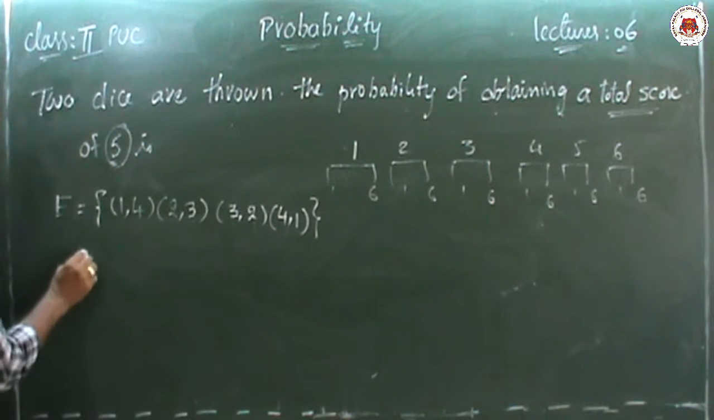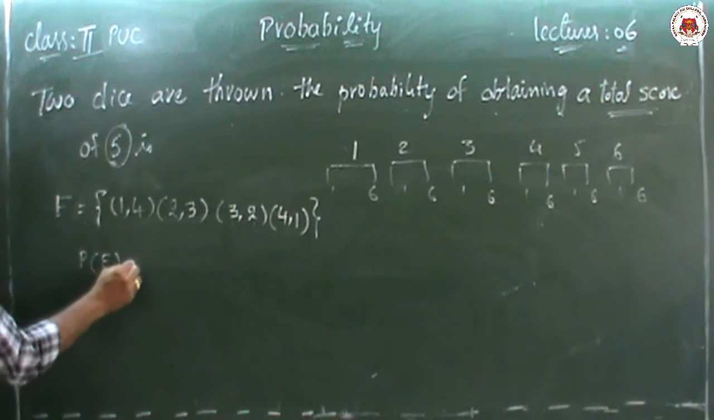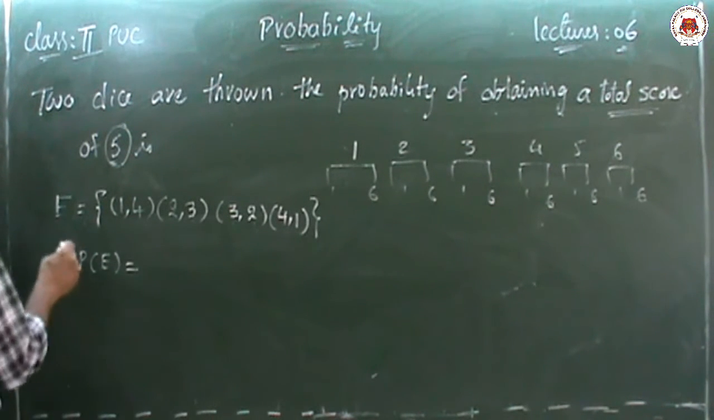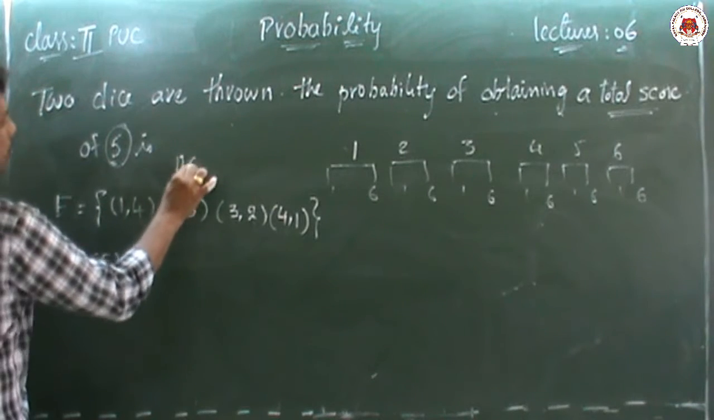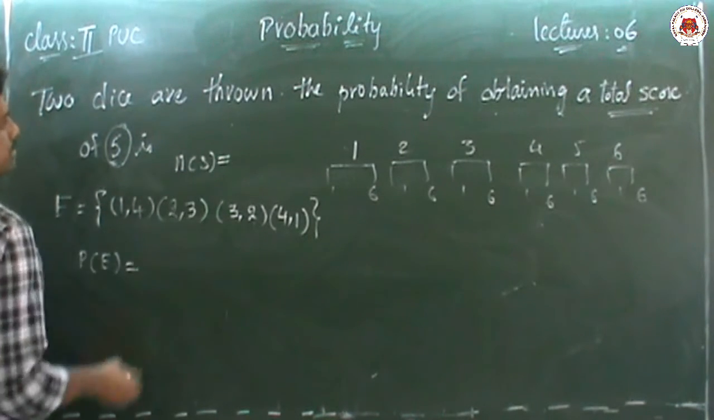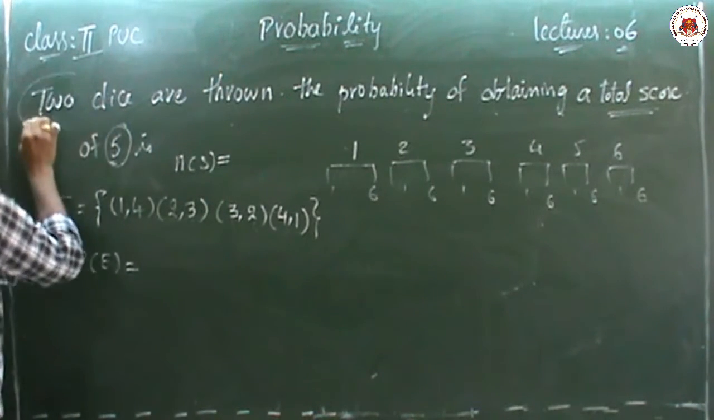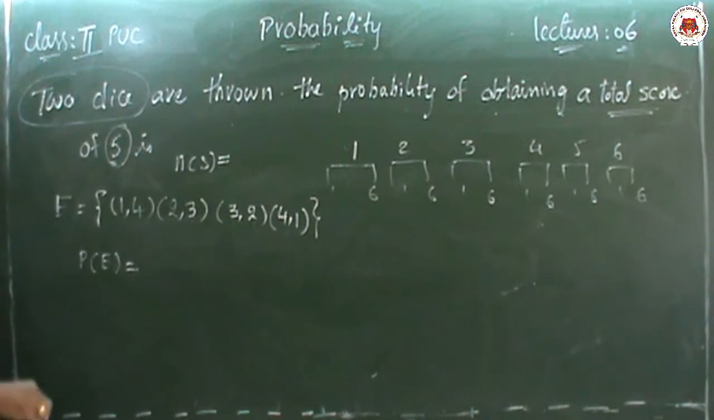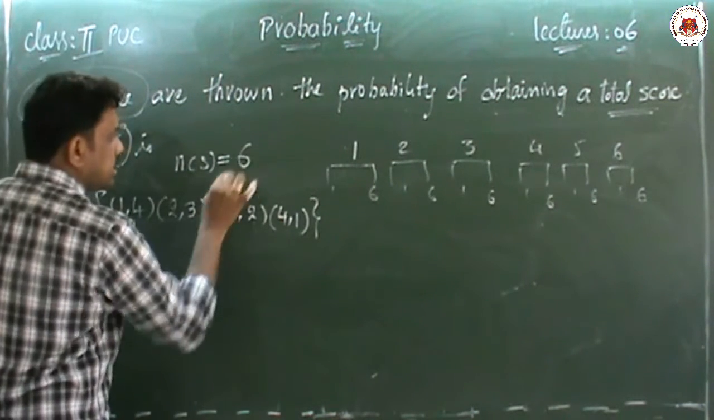He is asking the probability of this event, P of E equals. Before that I have to write N of S also. N of S means how many dice are there? Two dice are there, and each die contains 6 sides.